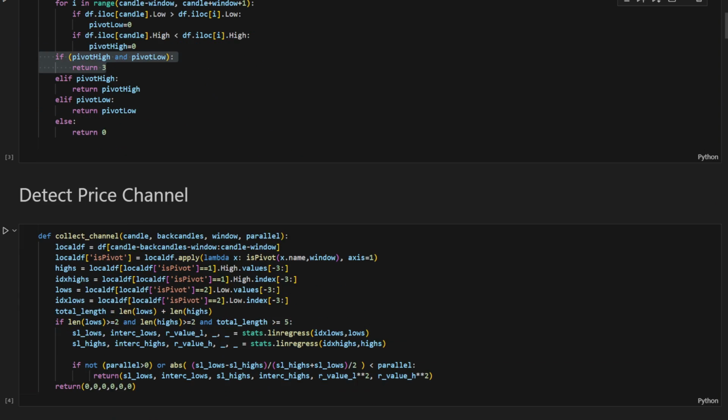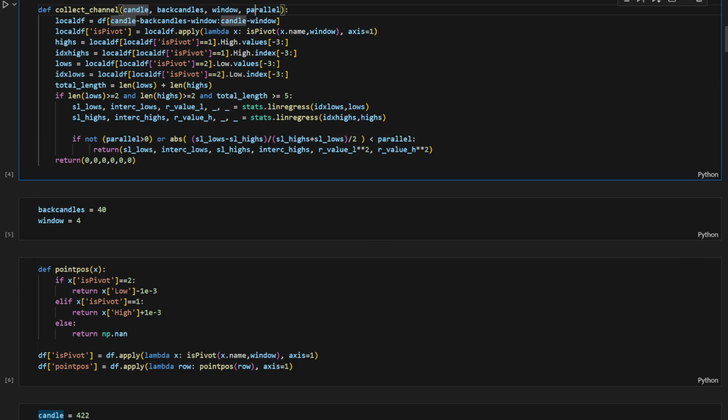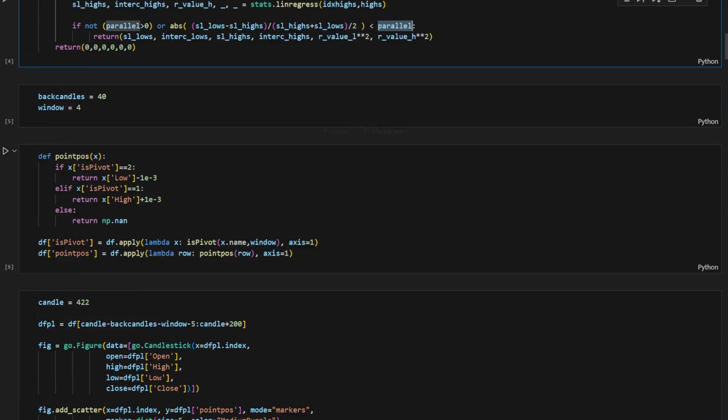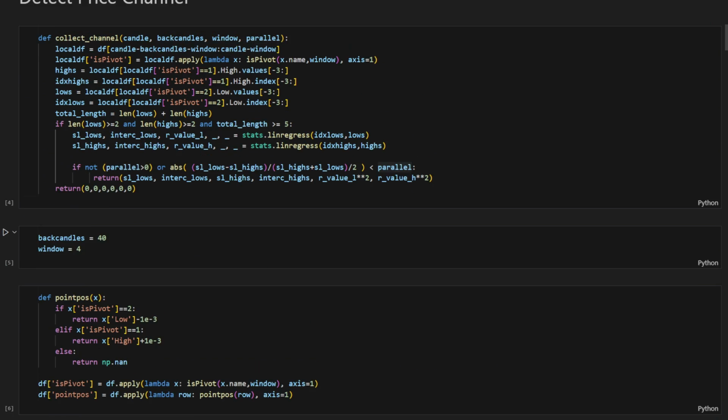Then we can define another function called collect channel. It takes the candle index, the number of back candles, a window, and a parameter called parallel. This is the percentage threshold to check if the slopes of the high and low pivots are parallel. And as you can see, somewhere around here, when we are using the function, we're using parallel equal to 0.1, which is 10%. This means 10%, just as we have mentioned for this example.